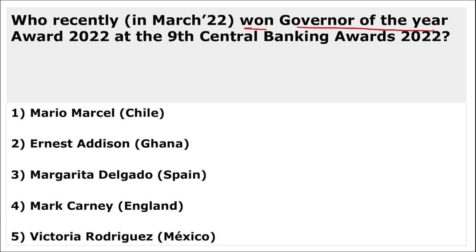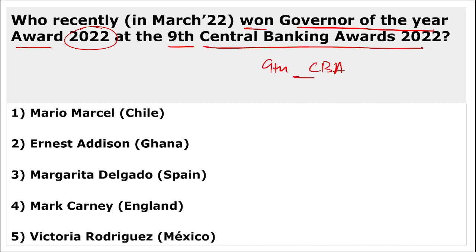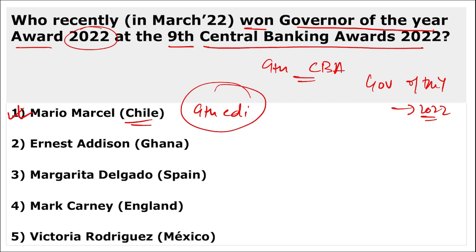Who recently won the Governor of the Year Award for 2022 at the 9th Central Banking Awards? At the 9th Central Banking Awards, which person among the following won the Governor of the Year award for 2022? He is Mario Marcel and he is from Chile. I repeat, he is from Chile. This is the 9th edition of this award that has been won by Mario Marcel. Remember, he resigned his post as governor in January 2022 and became the finance minister under the new administration of Gabriel Boric, president of Chile.